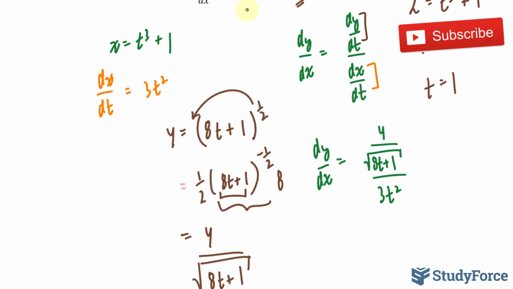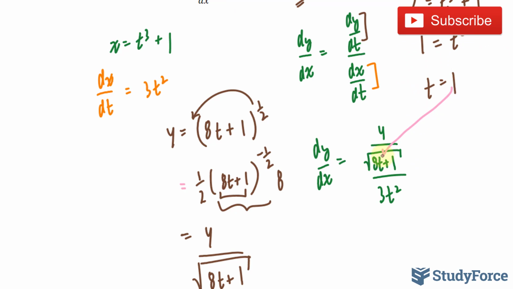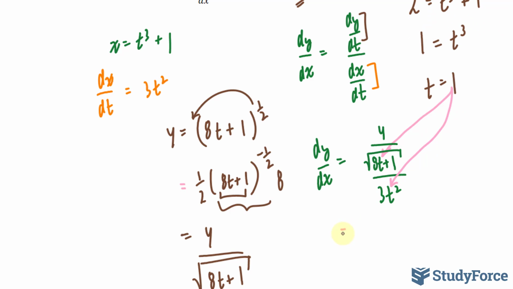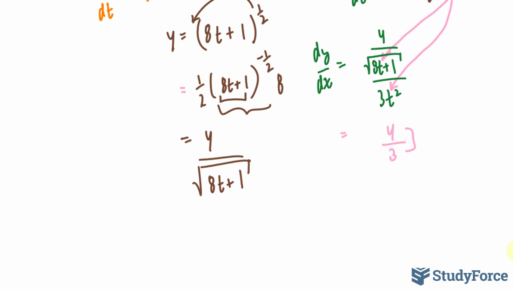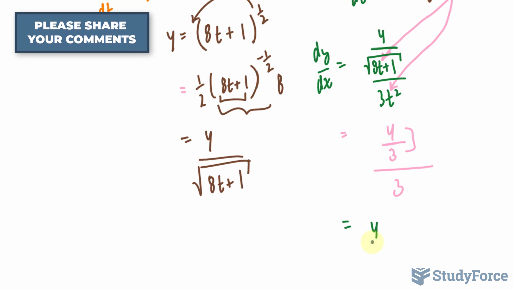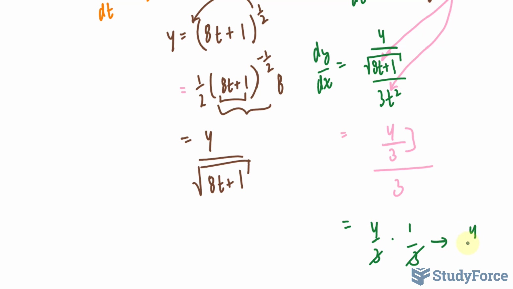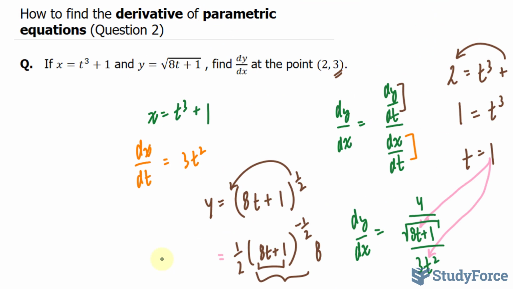I can now take this 1 and place it wherever I see the t in my derivative, where I have 4 over the square root of 8 times 1 plus 1, which is 9. The square root of 9 is 3. So that's the numerator. In the denominator, we have 3 times 1 to the power of 2, which is 3. Here we have 4 over 3 times 1 over 3. The two 3's become a 9, and our final answer is 4 over 9. That is our rate of change for the following parametric equation. And that is how to find the derivative of parametric equations.